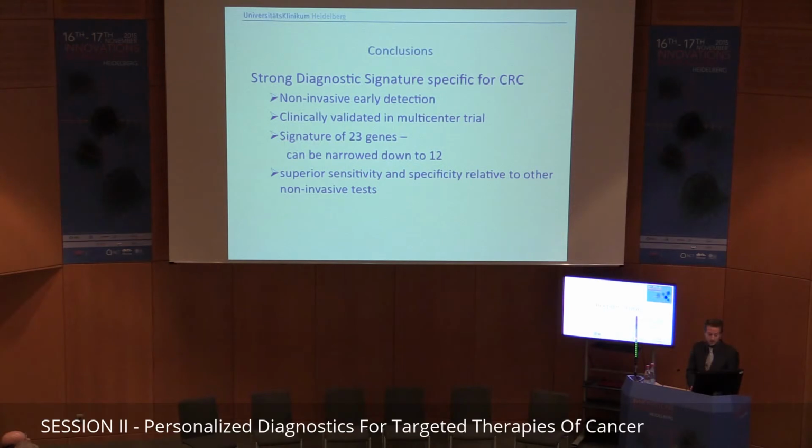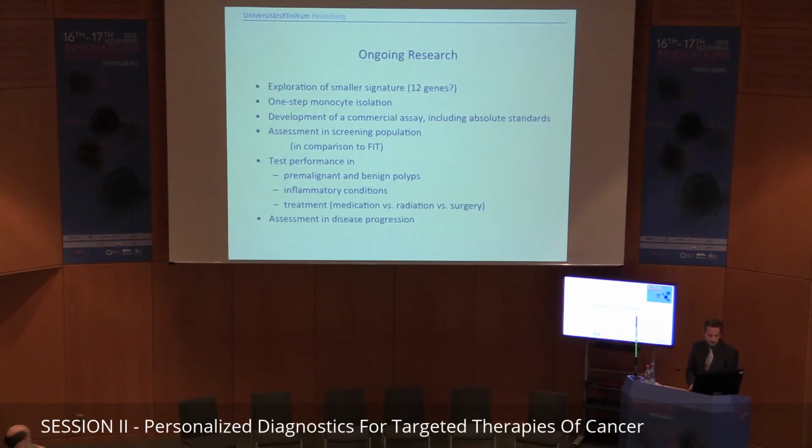We have validated this clinically in a multi-center trial, and this signature of 23 genes that we found might actually be able to be narrowed down to a lower number to allow for a cheaper test. However, to not compromise our data set, we have not reduced this number of genes further, because this would have meant another round of robustness assessment with a newly defined signature. And this test shows a superior sensitivity and specificity relative to other non-invasive tests.